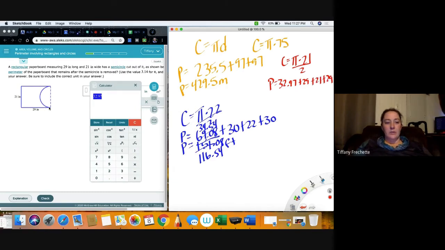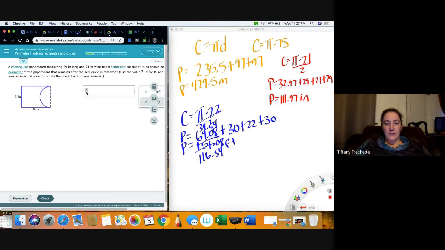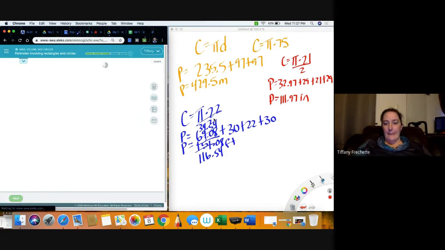So remember, we go 29, 21. This top part is also 29. So plus 29 plus 21 plus 29 equals, all right, we get perimeter equals 111.97, and that is just inches. All right, let's close this and go 111.97 inches. All right, check. There we go. All right, one more.